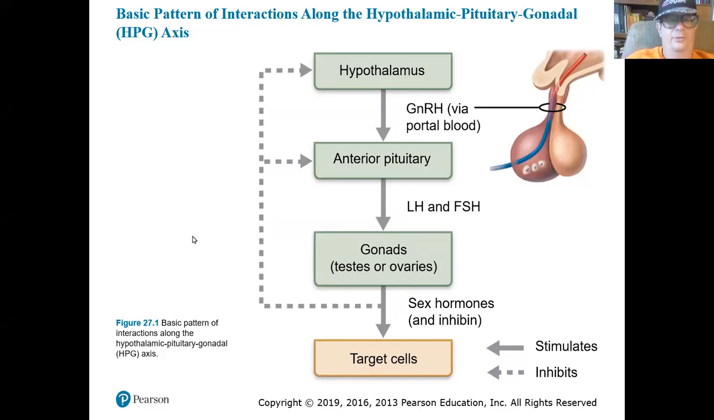So you guys can see this is pretty straightforward. The hypothalamus, which is up here, makes the gonadotropin releasing hormone, which travels down through the infundibulum, through the stalk, to the anterior pituitary. There it tells the pituitary to make luteinizing hormone and follicle stimulating hormone. Those travel through the blood down to the gonads, either the testes or the ovaries. And the sex hormones that are present, along with inhibin, are going to affect the target cells.